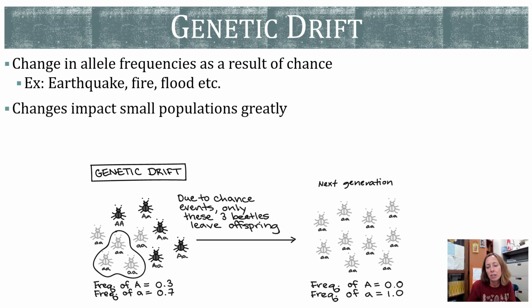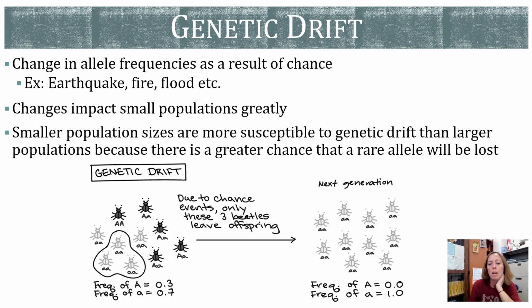These changes are going to impact small populations even more than large populations, because if you have a population of 5, right, let's say we have like 5 bugs in a population and 3 of them get stepped on, you now only have 2 of the genes to last. All right, so like I just said, the small populations are going to be more susceptible to genetic drift than big ones because you can lose alleles. All right, so these are random.